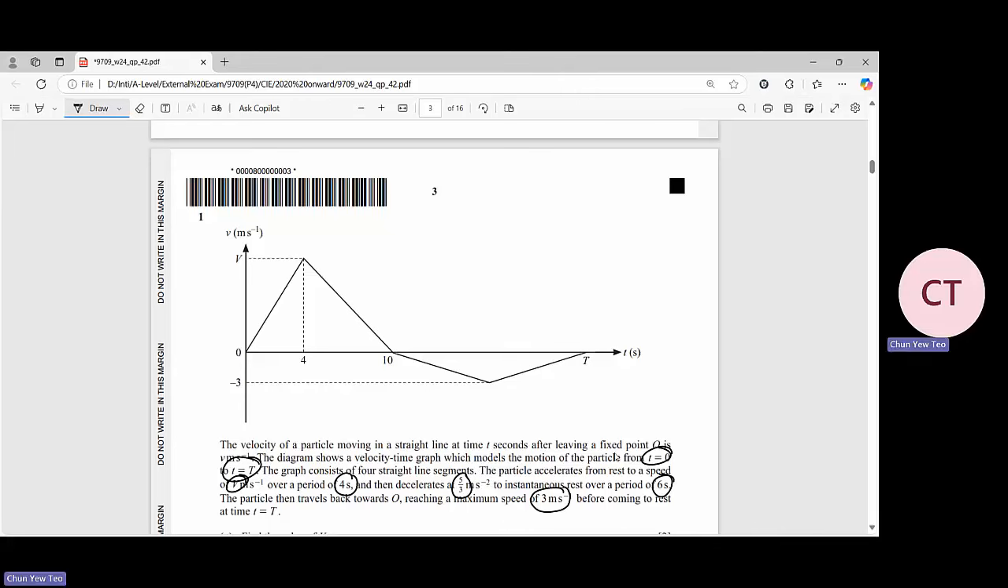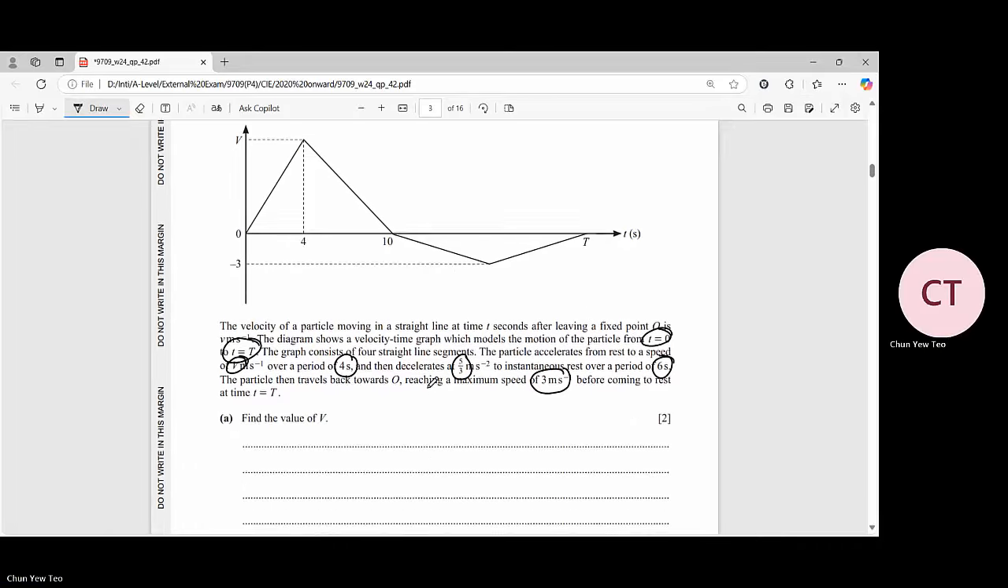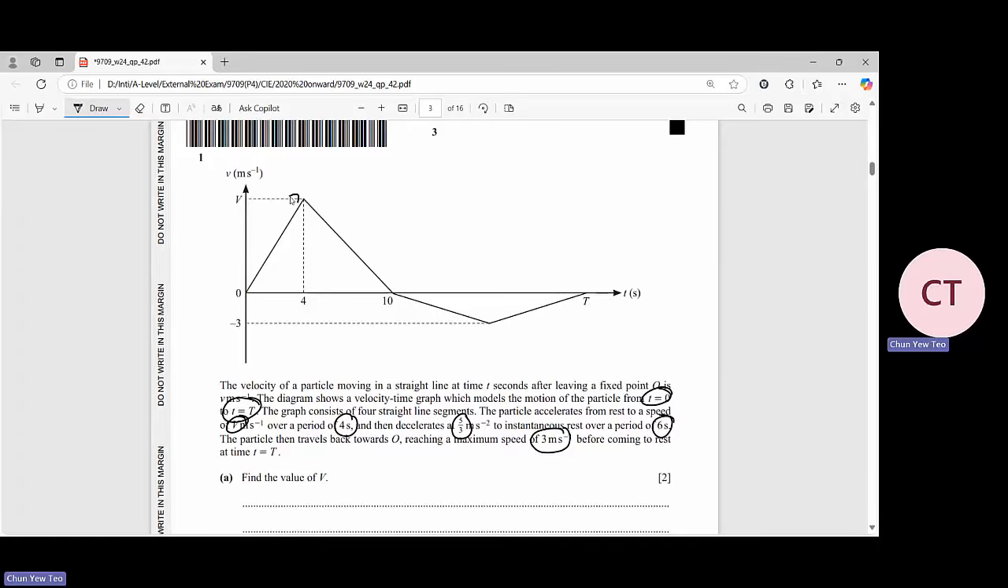Okay, so the diagram mentioned that for the graph, you will have acceleration over here. This part is acceleration. Then after that, you have deceleration. Then you come to instantaneous rest, and then you go backward, reaching a maximum velocity of 3 meters per second, maximum speed of 3 meters per second, and then after that you go back to rest again. Okay, so this is the diagram.